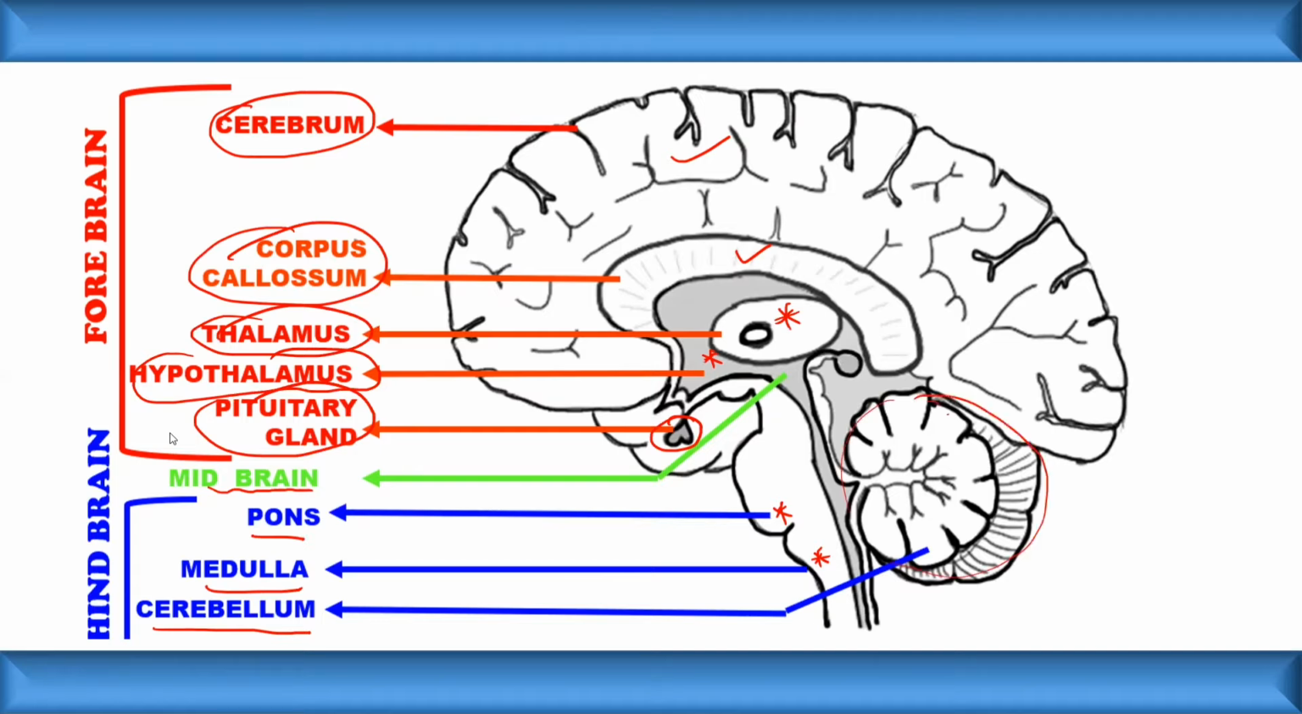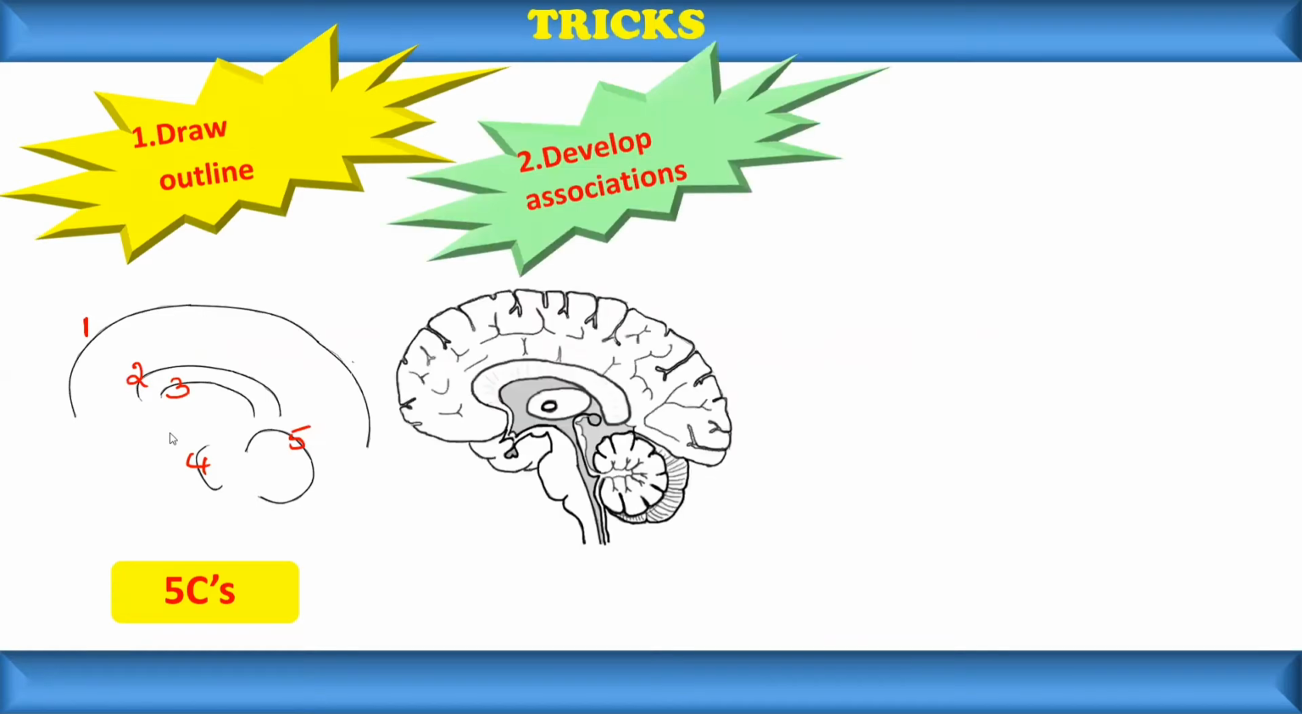The hindbrain has pons, medulla and cerebellum. The cerebellum especially provides additional neurons. Yes, the tricks to draw the diagrams. Always draw the outline, and here the outline comprises 5 C's. The first 3 C's, as you can see, are inverted. The fourth and the fifth one are facing each other in opposition.